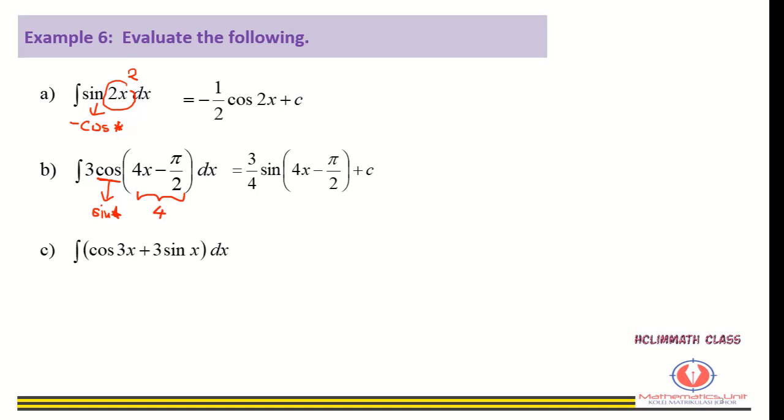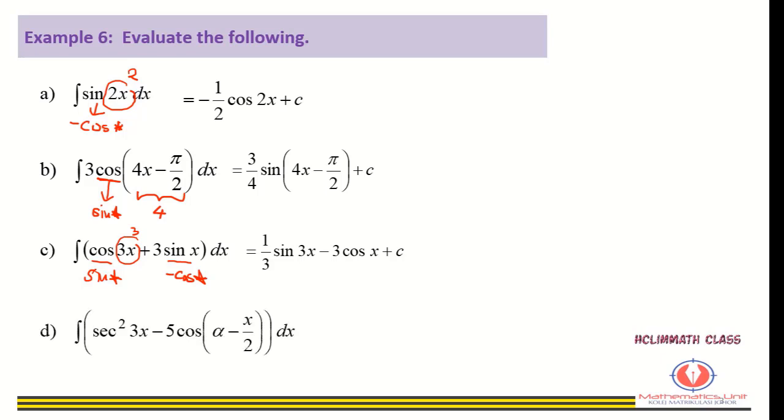Okay, example C, we have the two functions here. One is the cosine, the other one is the sine. So for the cosine, as usual, you are going to get the sine of the angle, and the 3x here, if you differentiate, you will get 3. And for the function sine here, we are going to get the minus cos. Therefore, for these cases, the answer for the integral will be sin 3x over 3 plus 3 sin x, so we're going to get a minus 3 cosine x plus c.